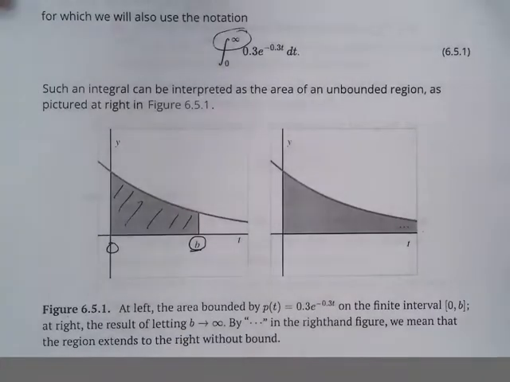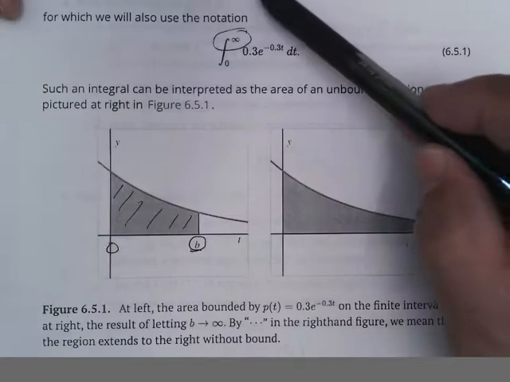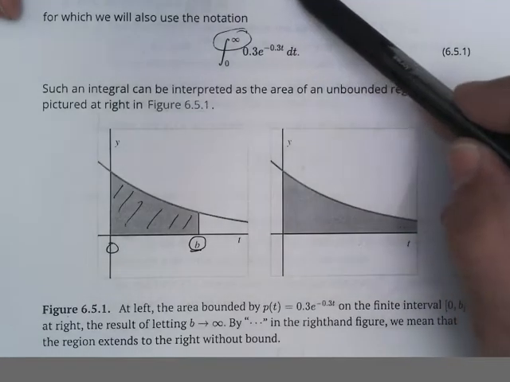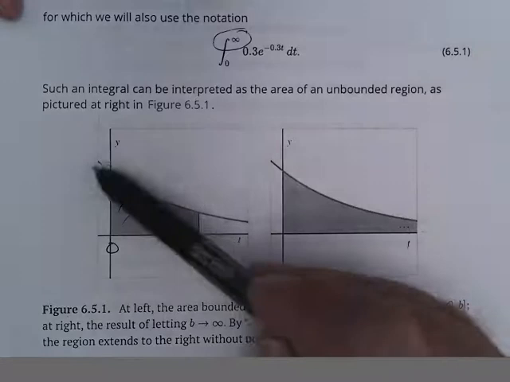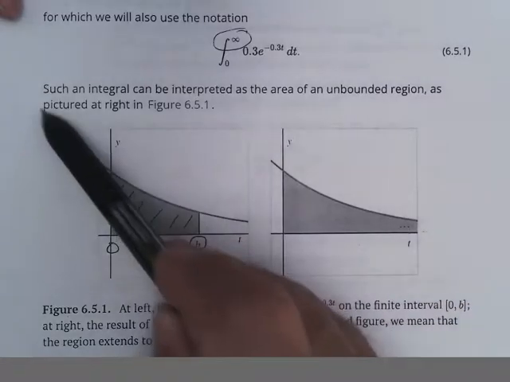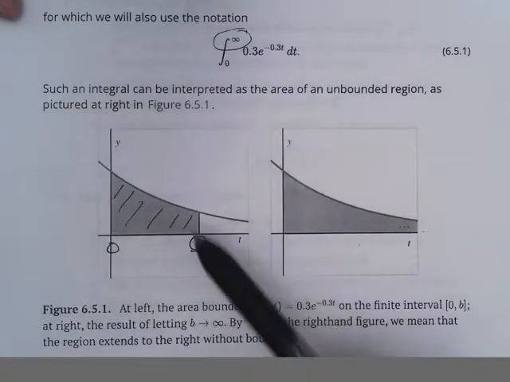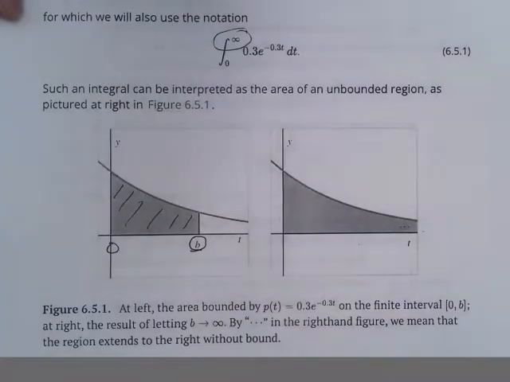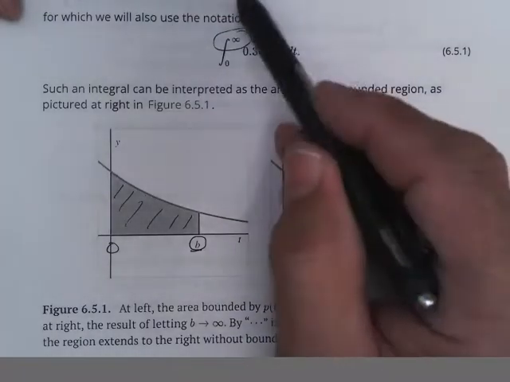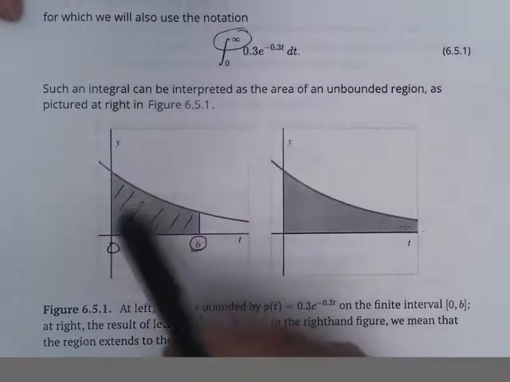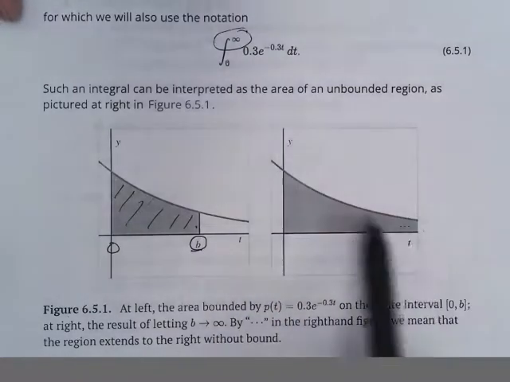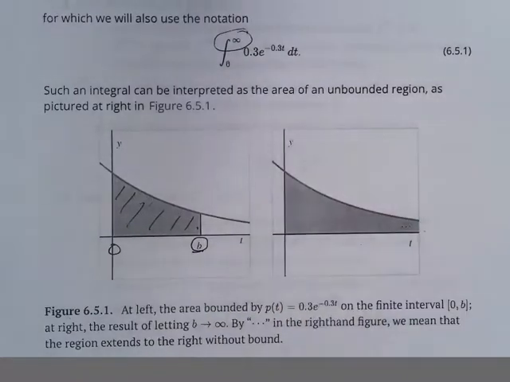Okay, we're going to do the presentation on section 6.5. So this equation, 0.3 e to the negative 0.3 t, as t gets bigger, it's a decreasing exponential. It goes off to infinity this way, and this gets closer and closer to 0. And if we go from 0 to, say, b, we'll have a finite area. But if we go to infinity, we're going to keep adding more and more area.